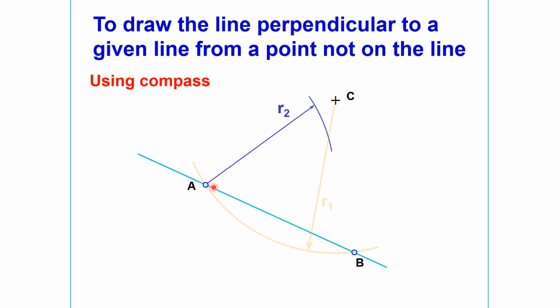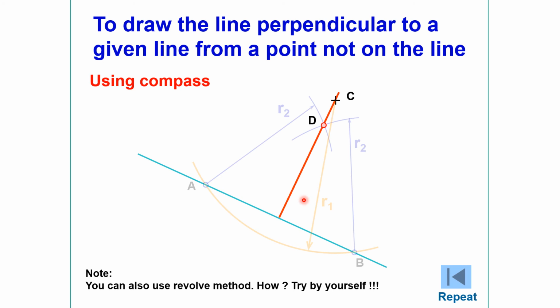Okay, make an arc of any radius less than r1. Here you will get two points. Then join these two points with a triangle or with a ruler. You will get the point. This is the perpendicular line to this line. Okay, you can try.